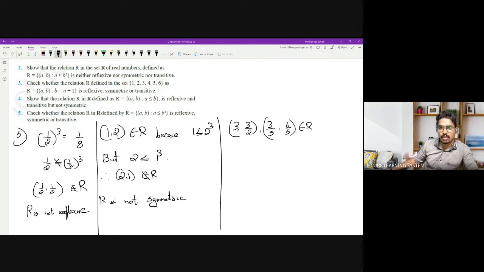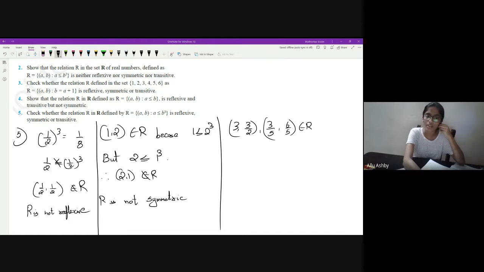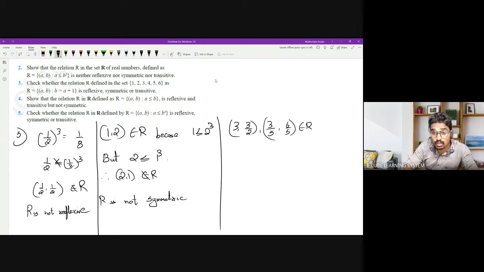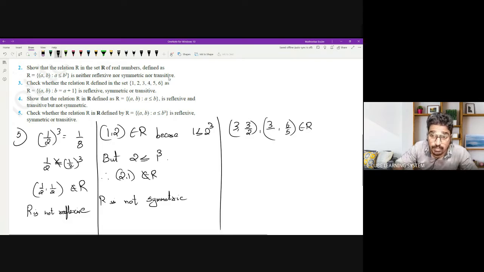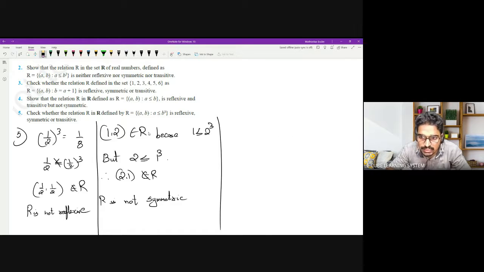Any other example? 3 by 2, 3 by 5 as a second example. Sir, 3 by 5 and 3 by 2 we consider? These two elements should be the same, shouldn't they? AB and BC, right? Any other example?